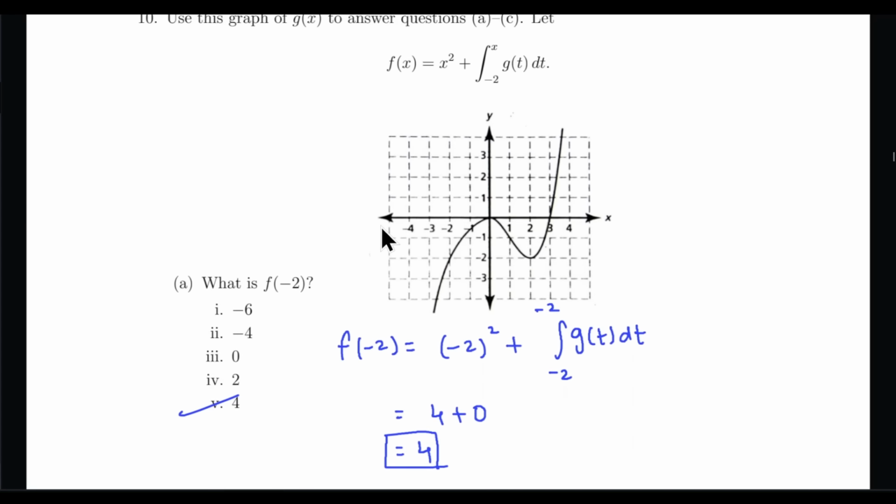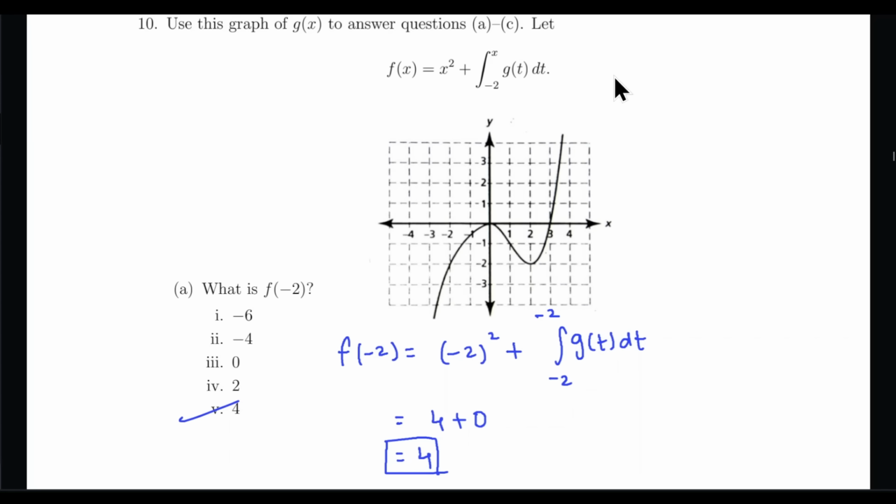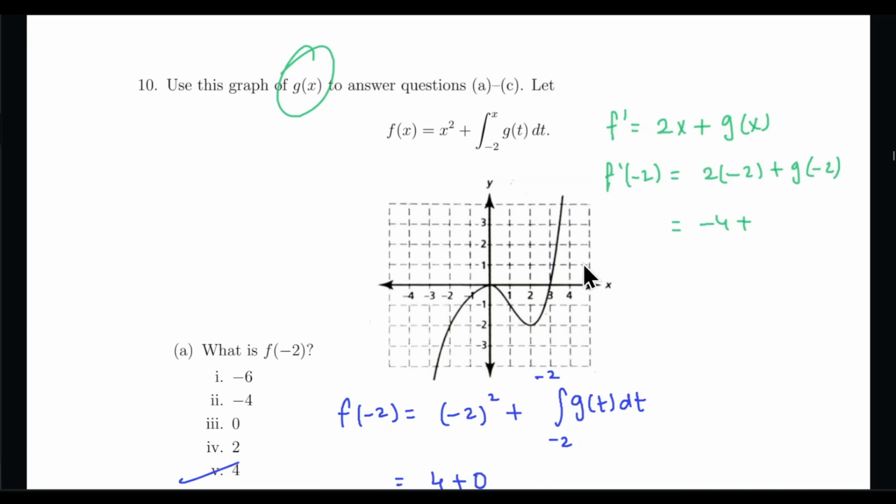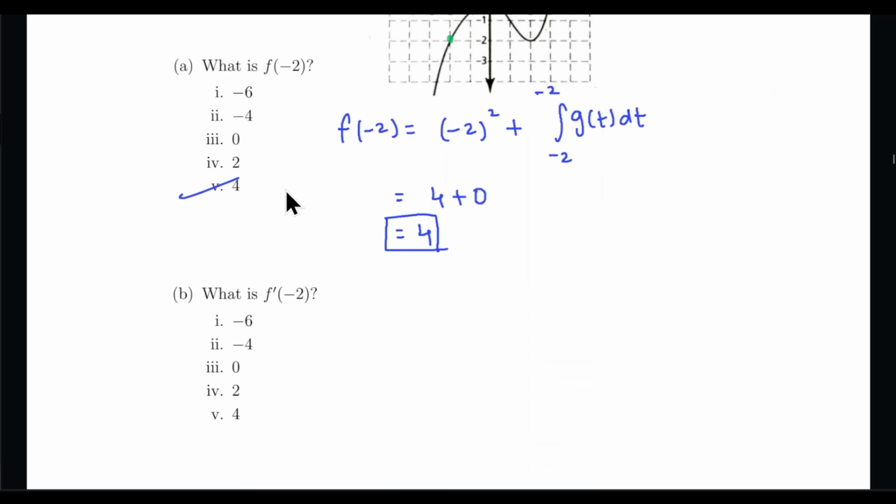f'(-2). Okay, what is f'? From here, I'm going to find f', which is 2x, and I hope you know this, this is now FTC1, so that's just g(x). They're asking f'(-2). So f'(-2) is 2 times negative 2 plus g(-2). This is negative 4 plus, what is g(-2)? This graph is of g, so at negative 2, there you go, the value is negative 2. So negative 4 minus 2 is negative 6.